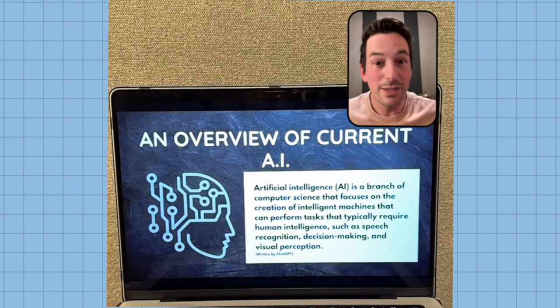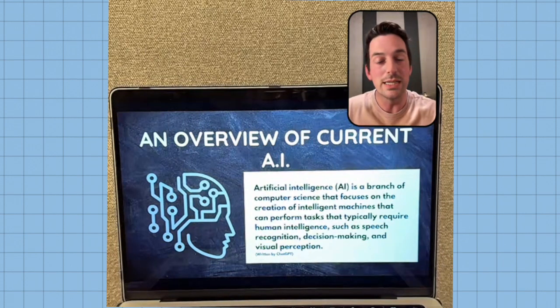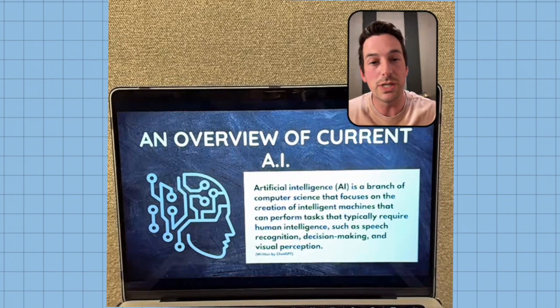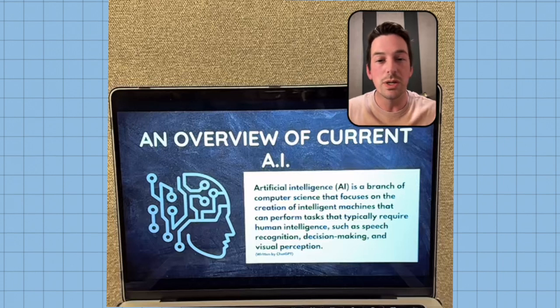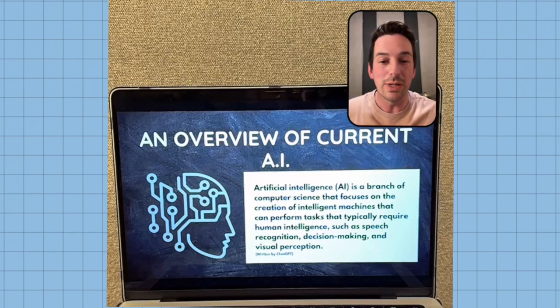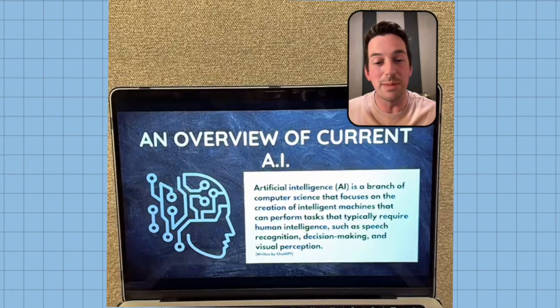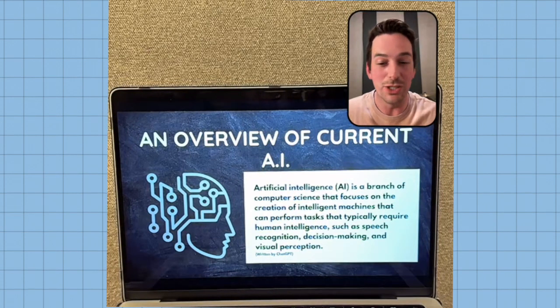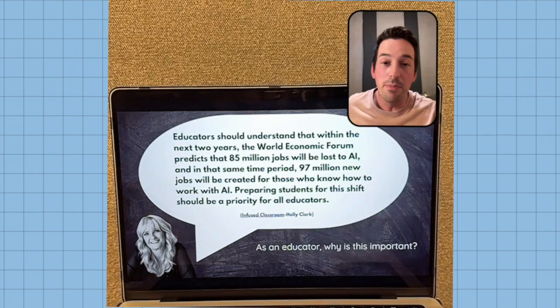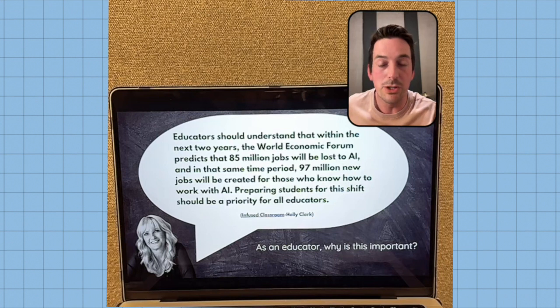If you're brand new to AI and you're not even sure what it is, it's basically a branch of computer science. It's focusing on trying to create intelligent machines that perform tasks that typically require humans, such as speech recognition, decision making, visual perception, all those things, but it's able to do those things faster, right? And very efficiently. This is Holly Clark. She's amazing. If you're in any kind of educational role, I highly recommend you go check her out.